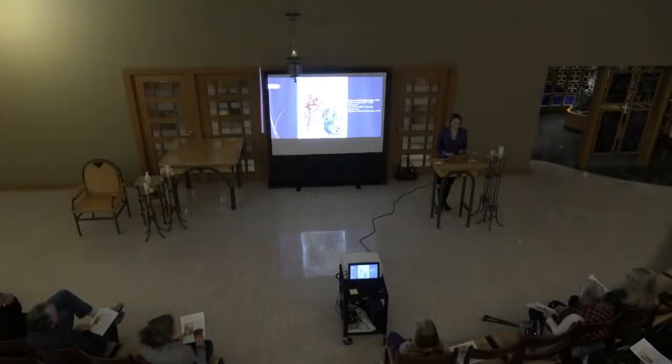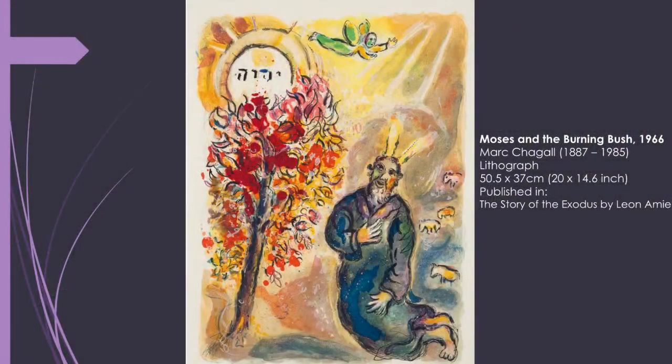The first painting is entitled Moses and the Burning Bush, created by Marc Chagall in 1966. And it is one of 24 original color lithographs published in the book The Story of the Exodus by Leon Amiel. And now I will give a brief introduction into the life and the accomplishments of Chagall, and you can follow on the handouts if that's helpful.